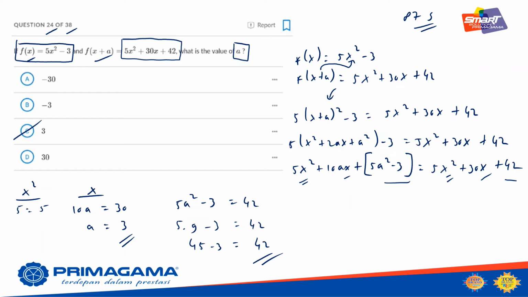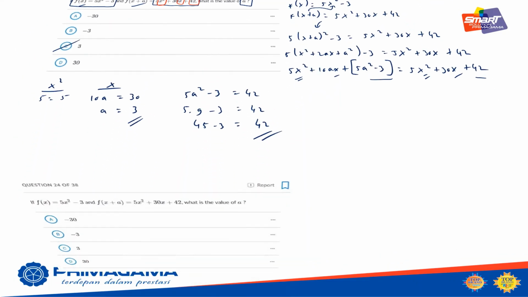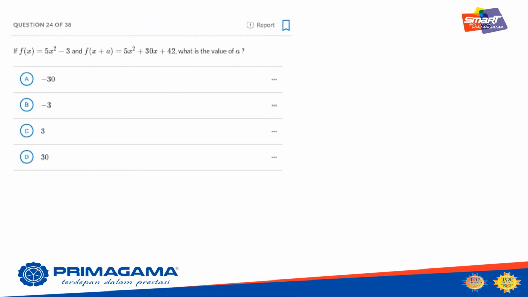So we can apply the same Magasing way like before. Actually, we just have to match the coefficient of the variable x squared, x, and if needed, the one without the x, with the corresponding equation on the left-hand side. So let's try to tackle this question using the Magasing way. To do that, we just have to rewrite the equation as the following. 5(x plus a) squared minus 3 is equal to 5x squared plus 30x plus 42.